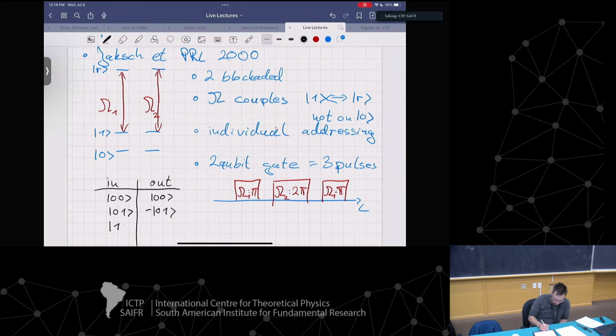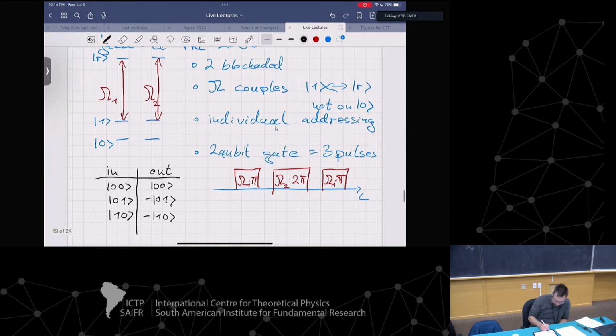Next state, 1, 0. Very much the same story, but now the roles are reversed. The first pi pulse takes the first atom up. The 2 pi pulse doesn't do anything. And the last one takes the first atom back down. So now the first atom did a 2 pi rotation. We look at the combined states here, so the combined state picked up a minus sign.